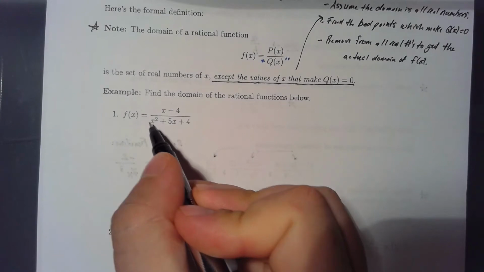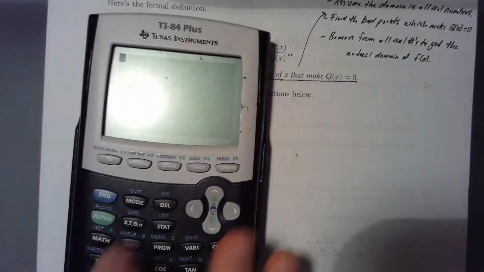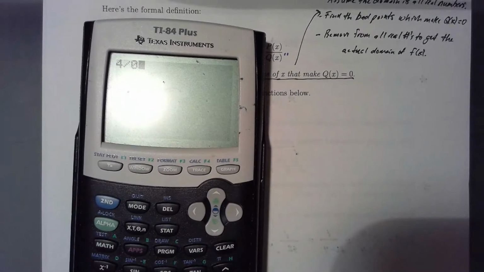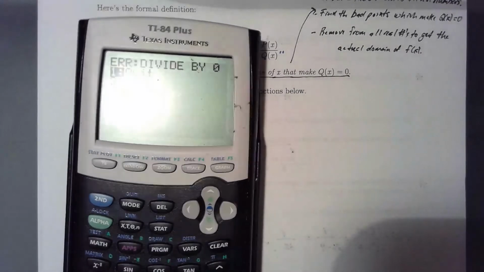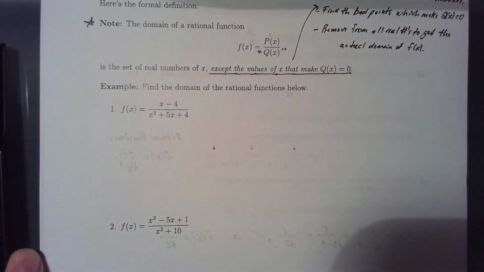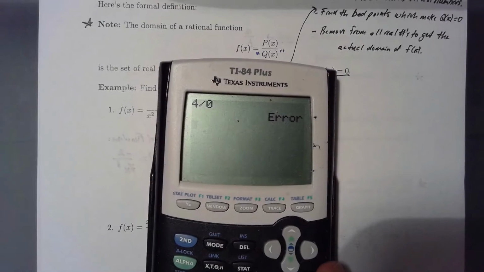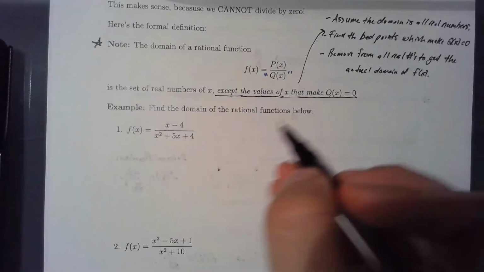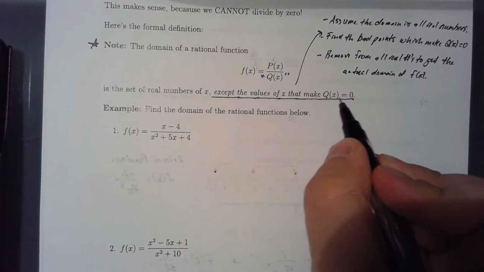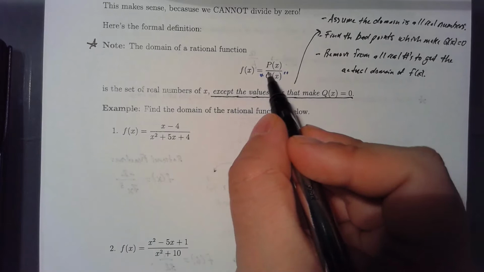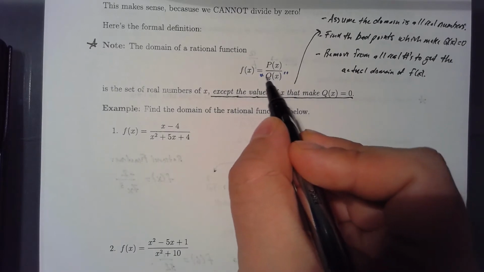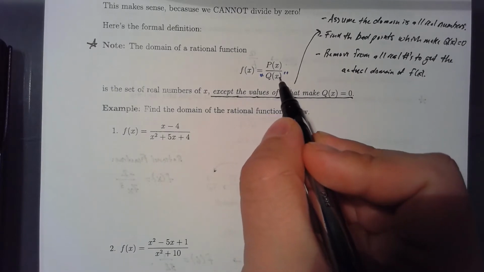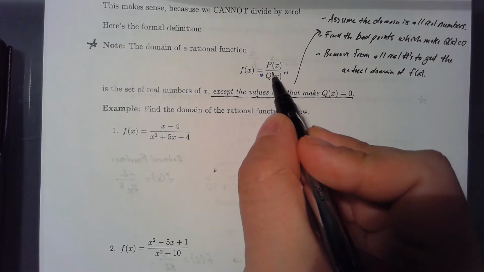0 in the numerator is perfectly okay. But we cannot have 0 in the denominator. Like if I took a number 4 and divided it by 0, you get an error message. You can't divide by 0. Any number divided by 0 is no good. So what I want to do is look at this equation. The denominator cannot equal 0. So I want to find when the denominator is equal to 0.